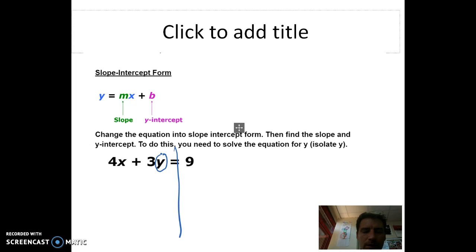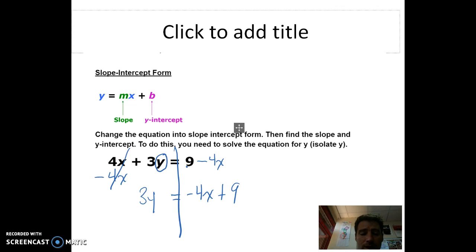Minus 4x from this side. Positive 4x minus 4x, those cancel. I subtract 4x from this side, and what I end up with is a 3y here equals, I like to write it this way. All I did was use the commutative property to switch those around.